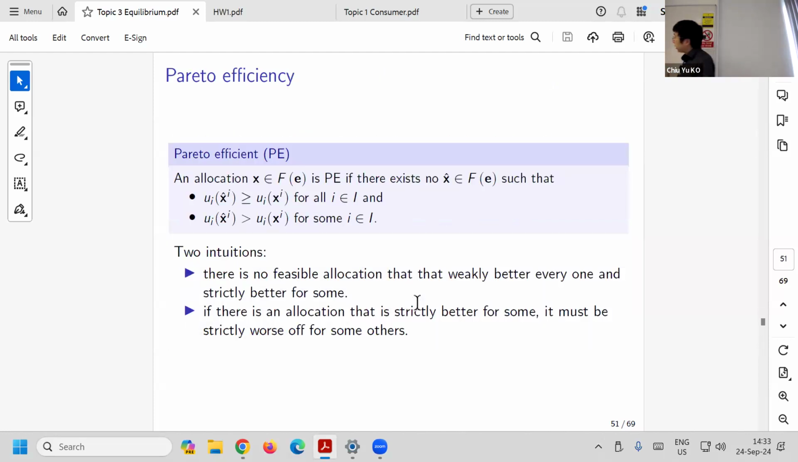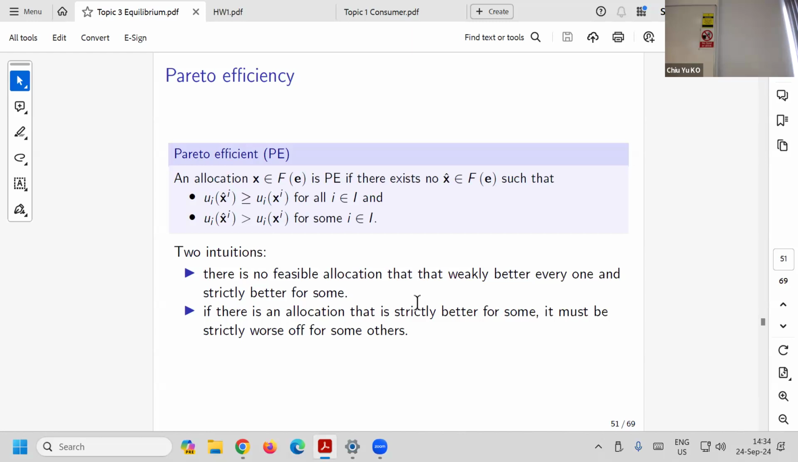Now we are going to look at other solution concepts besides Walrasian equilibrium. We look at the concept we call Pareto efficient allocations. Pareto efficient means that you can't improve everyone strictly. There is no way you can improve without harming others.